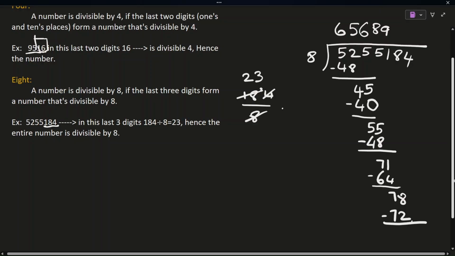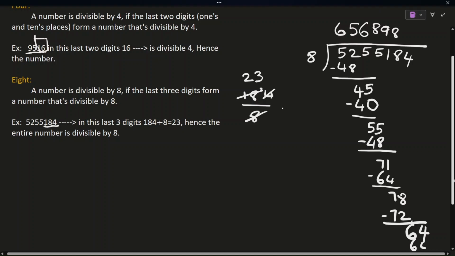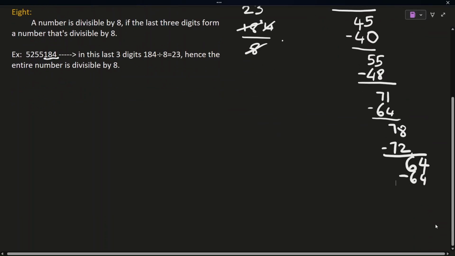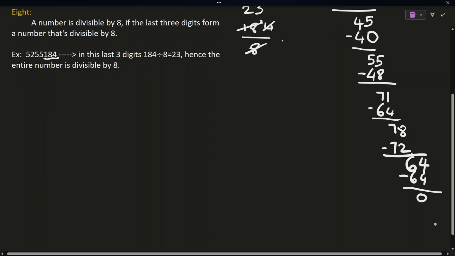Remaining 6, and bring that 4 down. 64. 8 8s are 64. Do you think we get a remainder? No. 64 minus 64, 0.